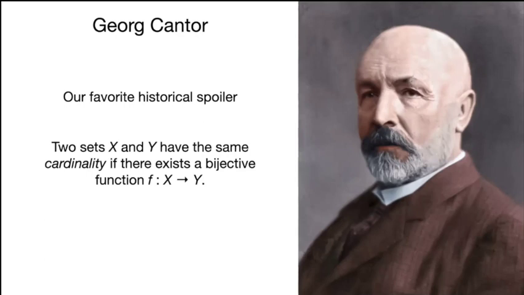So just as an example, he said that two sets have the same size or cardinality if there's a bijective function between them. So that means like a one-to-one correspondence between elements in X and elements in Y. And that works for finite sets and for infinite sets. And he went on to show that there are different sizes of infinity. And this is often people's favorite mathematical fact from their undergraduate math years. So this is the Cantor that we're talking about.